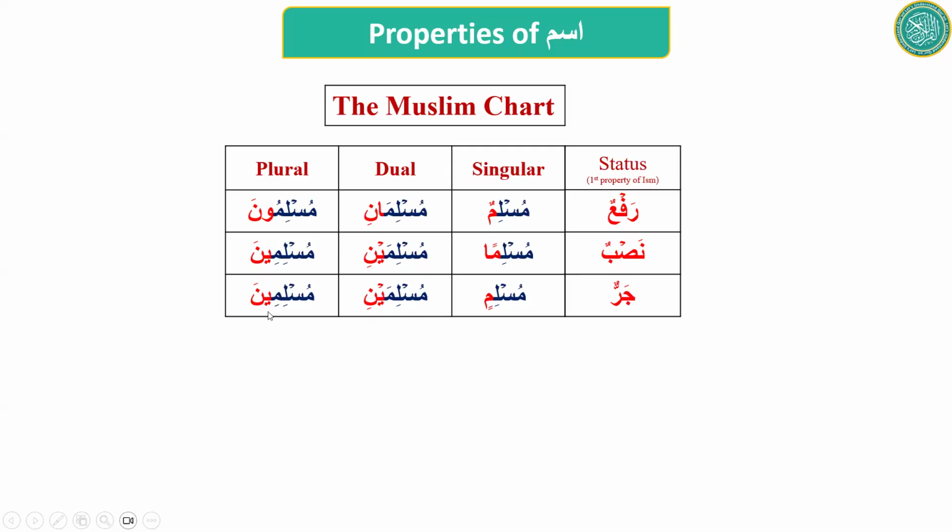And the third row: Muslimin, Muslimaini, Muslimina. These three words, their status is Jar. Now, the next question in your mind will be, what is the meaning of Rafa? What is the meaning of Nasab? What's the meaning of Jar? And why are we even learning this? What is the benefit of learning status?